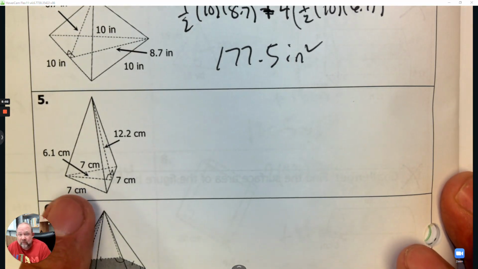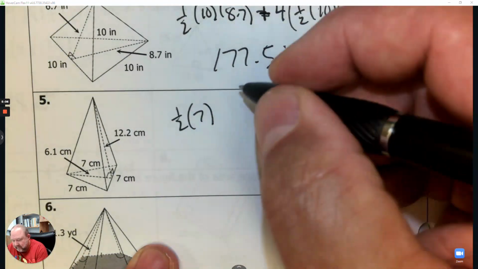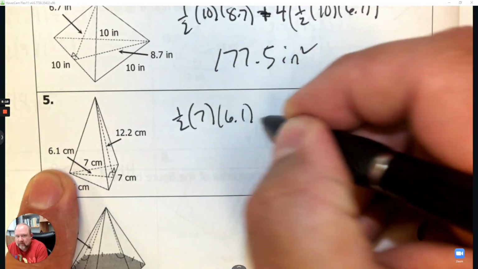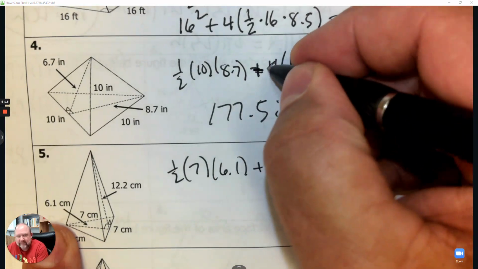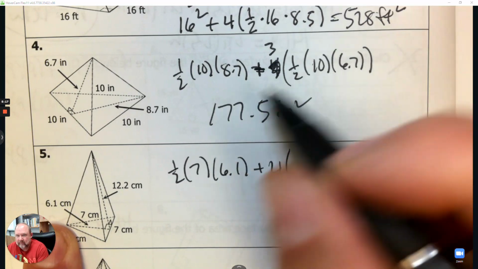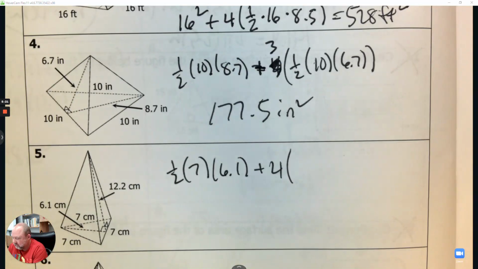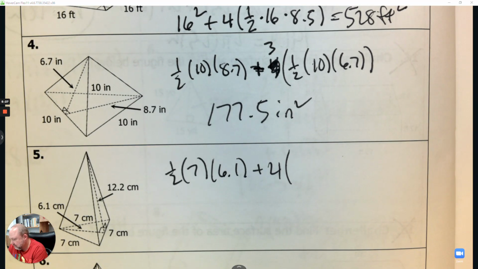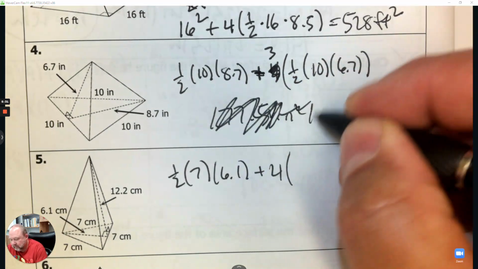All right, again, we have a triangle for the base. So that's 7, and the height for the bottom triangle is 6.1. Plus we have 4. Dang it. We don't have 4. We have 3, right? 3 around the side. So let me recalculate the one I did before and change it to a 3 instead of a 4. So it should have been 144. I'm sorry.